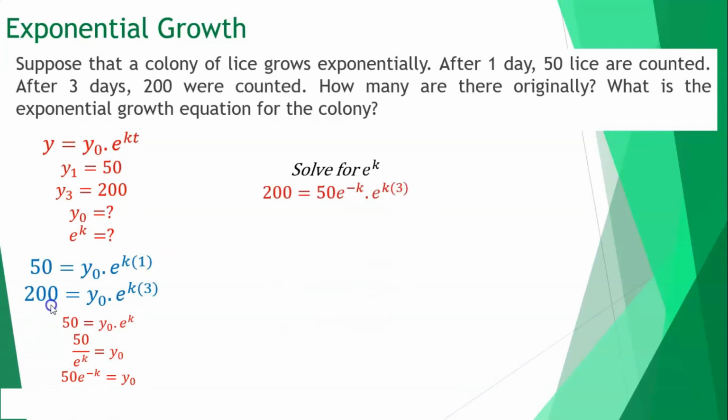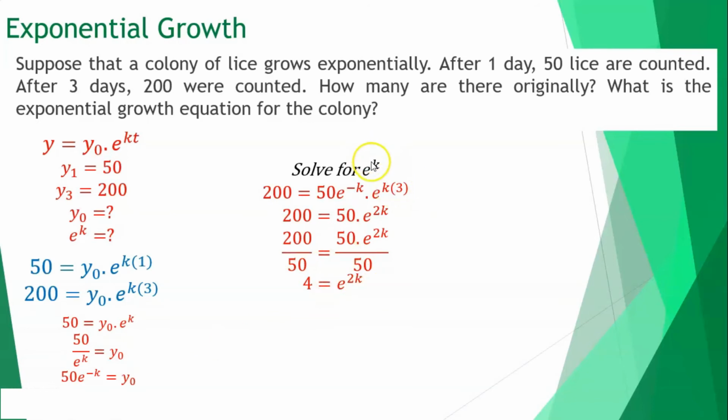So making use of the second equation, we have here 200. Let's replace y of 0 with 50 e to the negative k times e to the power of 3k. So with this it would become 200 equals 50 times e to the power of negative k times e to the power of 3k. Multiplying the same base, you add the exponents. So 3k minus k, that would be 2k. So dividing both sides by 50, this would become 4 is equal to e to the power of 2k.